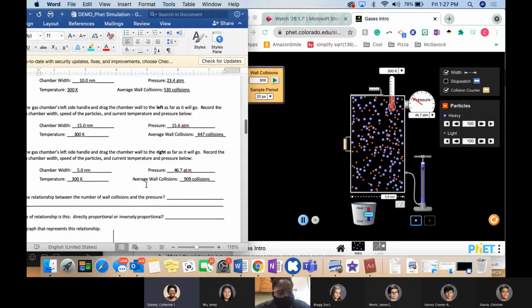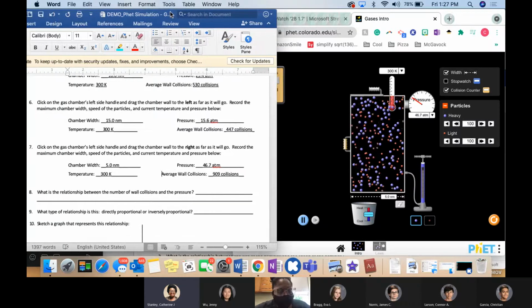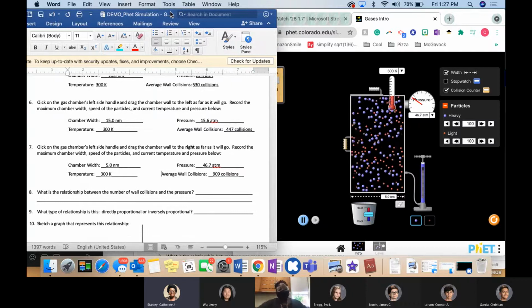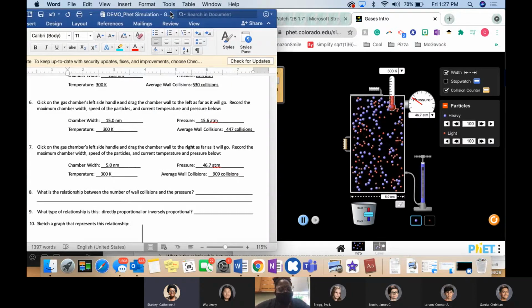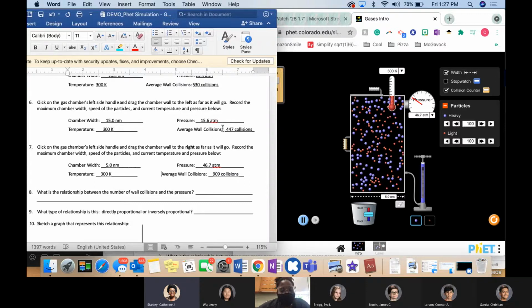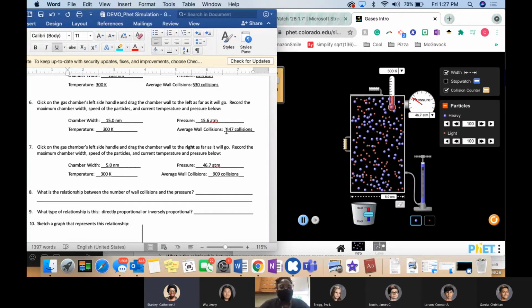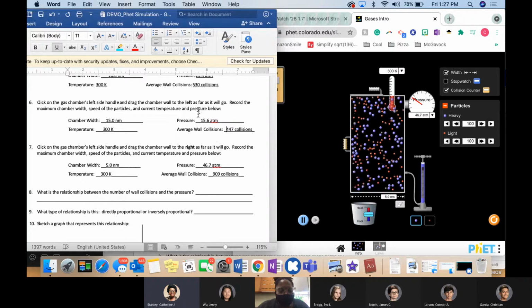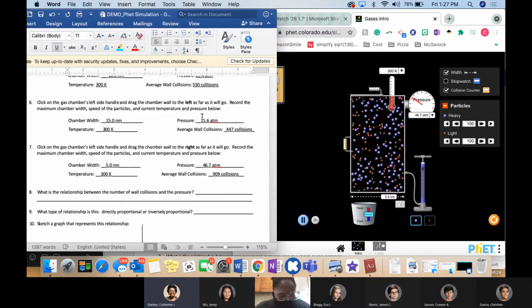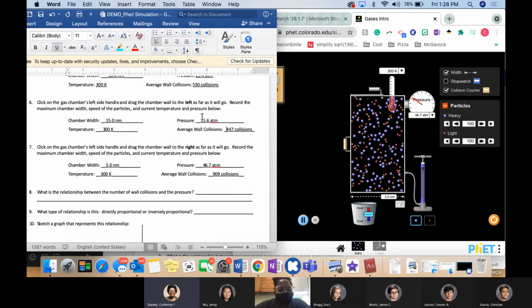Alrighty. Now it's asking us to form a relationship. What is the relationship between the number of wall collisions and pressure? Well, let's look at these two. We went from 447 collisions to 909 collisions. Our pressure went from 15.6 atmospheres, it increased to 46.7 atmospheres.